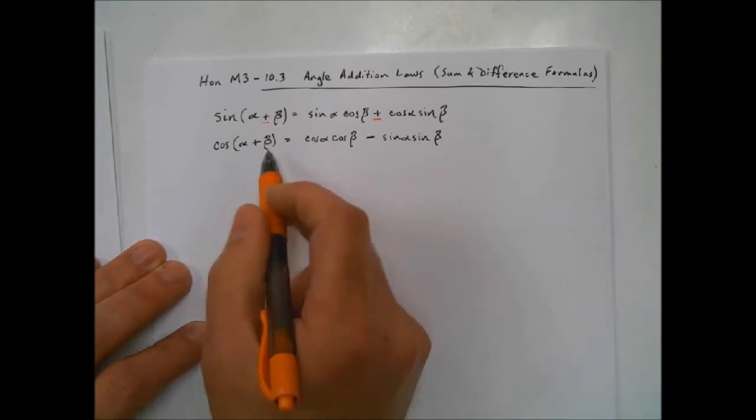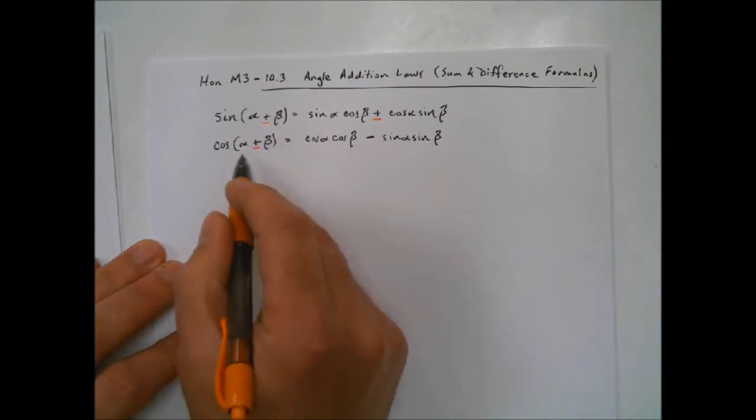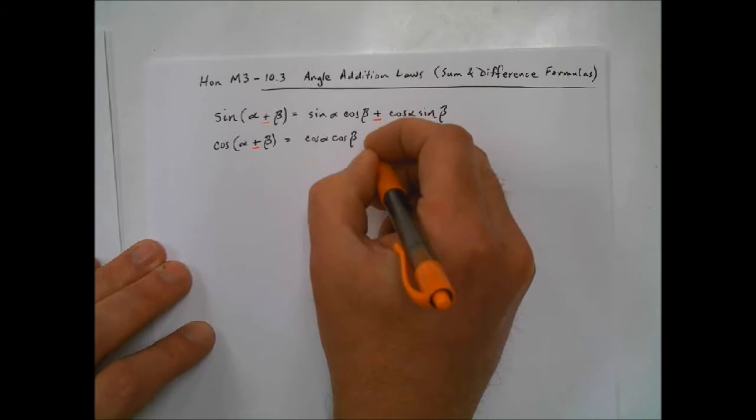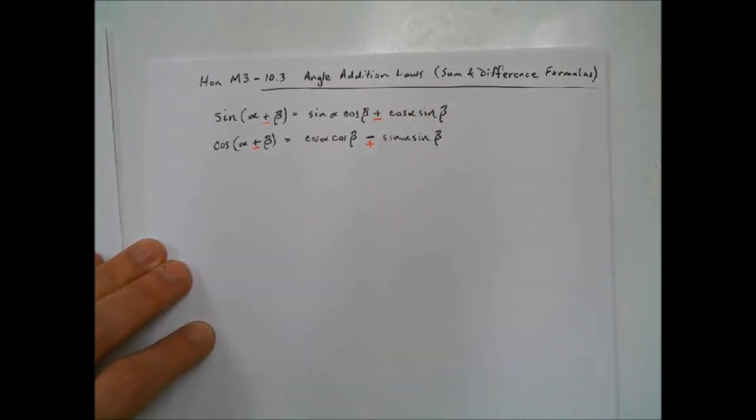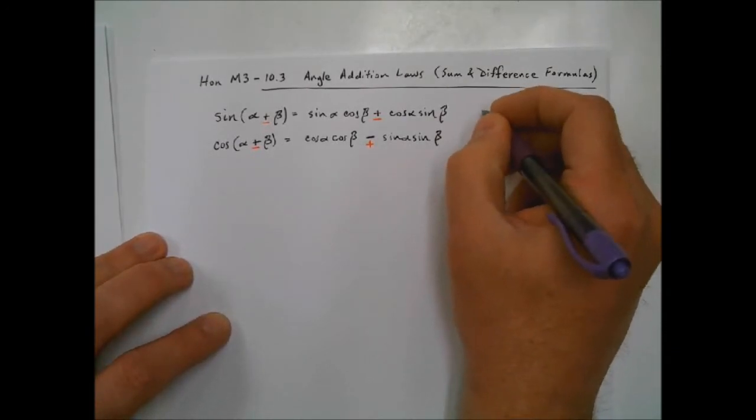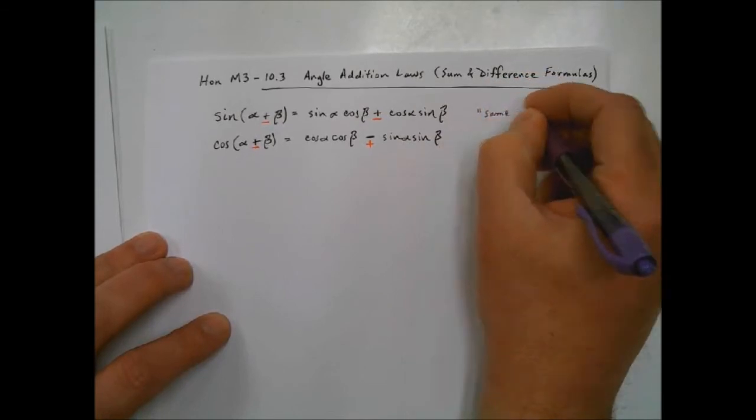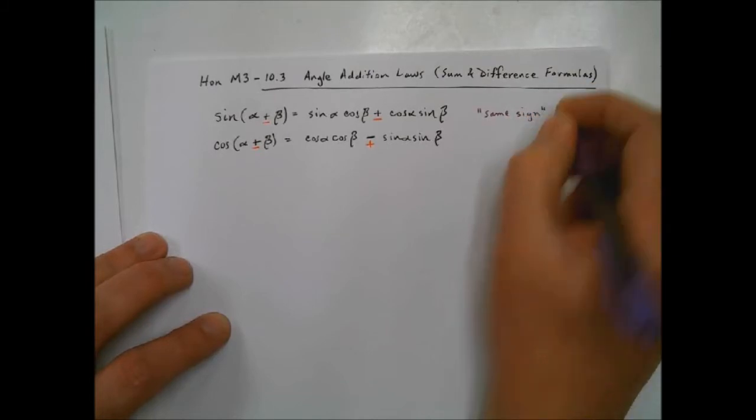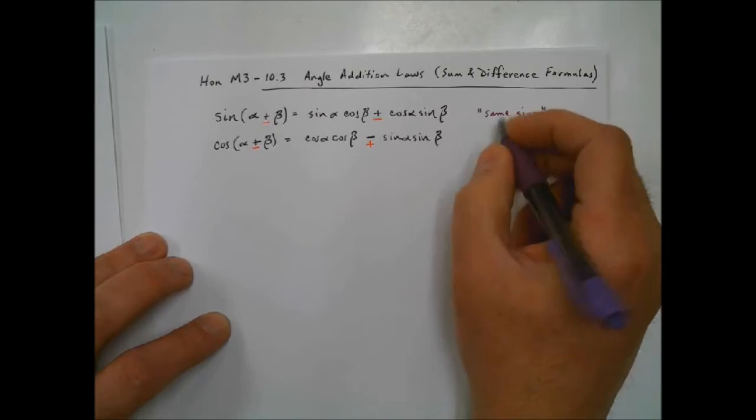And again, what's really nice is if we remember the cosine change, then if it's angle subtraction, so alpha minus beta, then it's going to be a plus over here. So let's write out what we said over here again. This was sine same, or same sign. And cosine change.